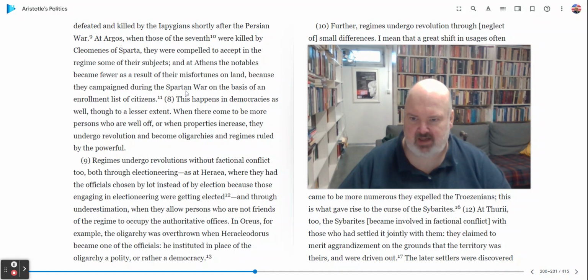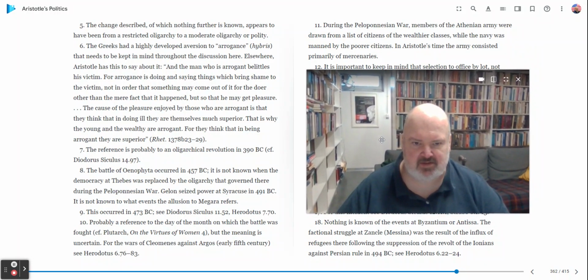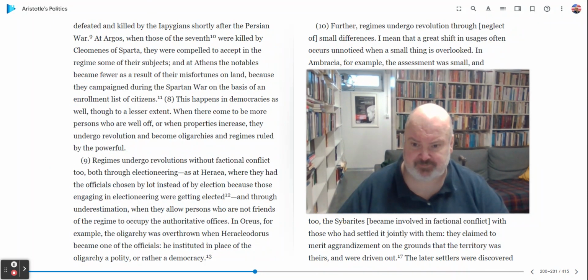So the notables became fewer as a result of the misfortune on land, because they campaigned against the Spartans on the basis of their enrollment lists of citizens. They fought that way, and during the Peloponnesian War, members of the Athenian army were drawn from the list of citizens of the wealthier class, while the navy was manned by the poorer citizens. In Aristotle's time, the army consisted primarily of mercenaries. The war and the way they fought led to the destruction of the army.